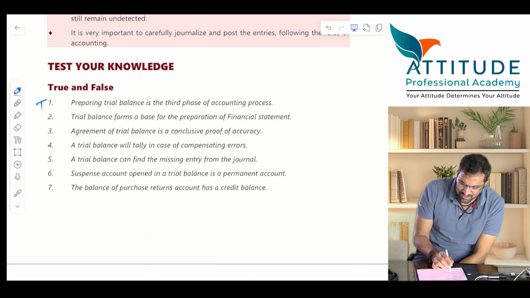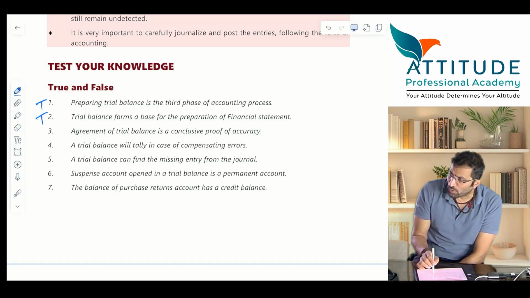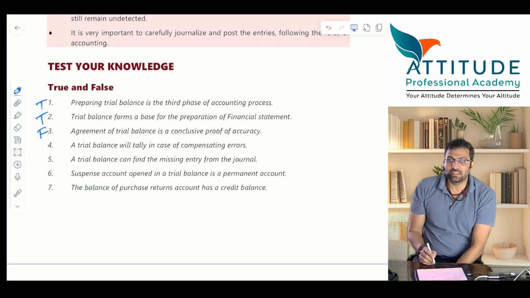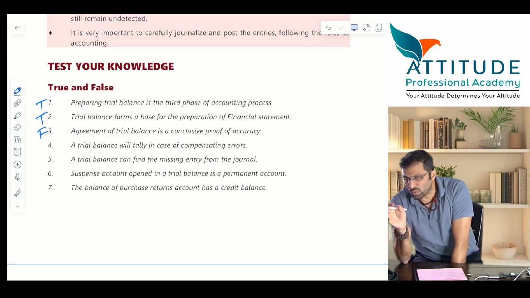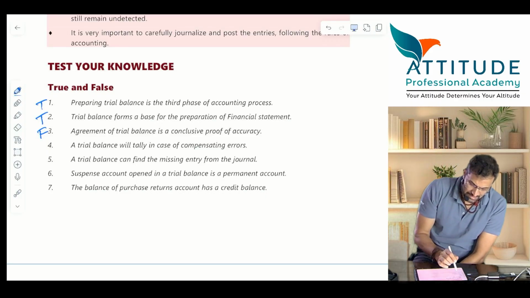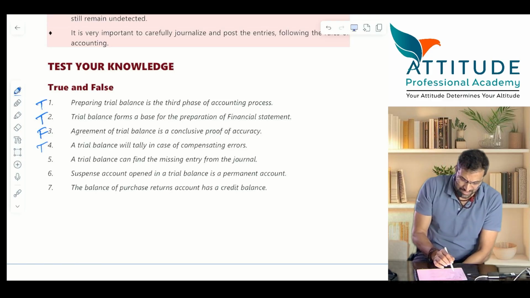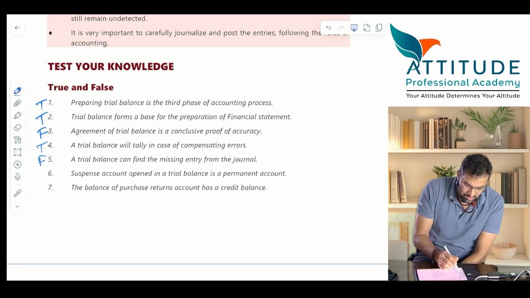Next, trial balance forms the basis for preparation of financial statements. True. Agreement of trial balance is conclusive proof of accuracy. False. It shows only arithmetical accuracy. It doesn't mean that the books of accounts will show a true and fair picture. There are many reasons why, even though the trial balance tallies, books of accounts are not correct. Trial balance will tally in case of compensating errors. True. Trial balance can find the missing entry from the journal. False. It only shows arithmetical accuracy. You have to go into detail.